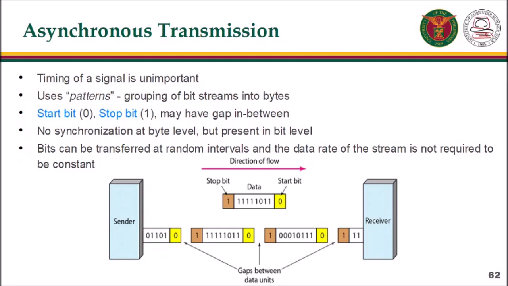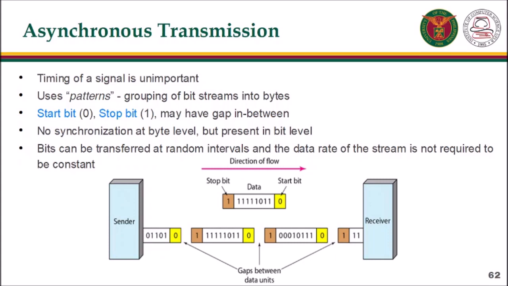Asynchronous transmission is so named because the timing of a signal is unimportant. Instead, information is received and translated by agreed upon patterns. As long as those patterns are followed, the receiving device can retrieve the information without regard to the rhythm in which it is sent. Patterns are based on grouping the bit stream into bytes. Each group, usually 8 bits, is sent along the link as a unit.